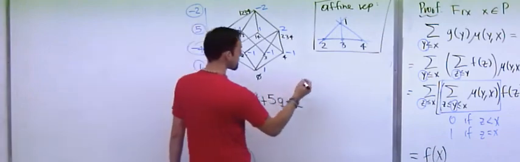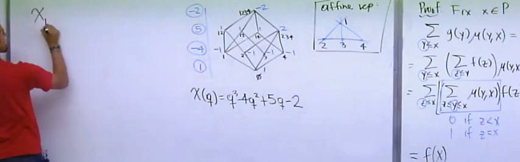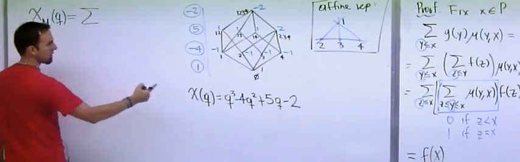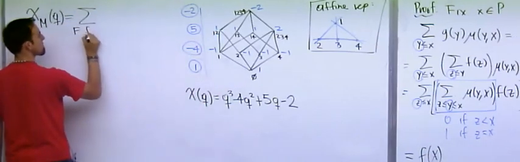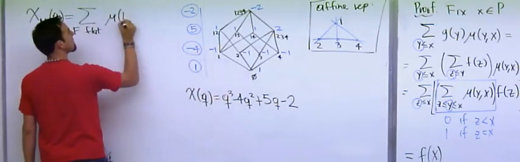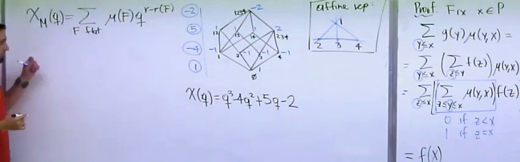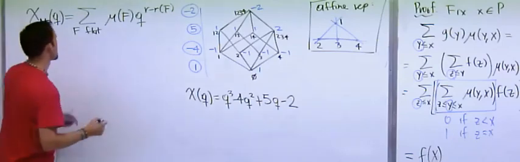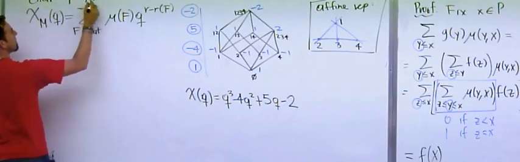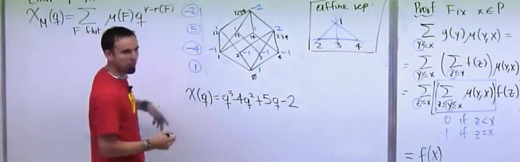And so I said in general, the characteristic polynomial of a matroid is just adding up, for the lattice of flats, the Mobius number times q to the r minus the rank of f. So we said that this was the characteristic polynomial. So this is the official definition, and this is really how you would do it in practice.